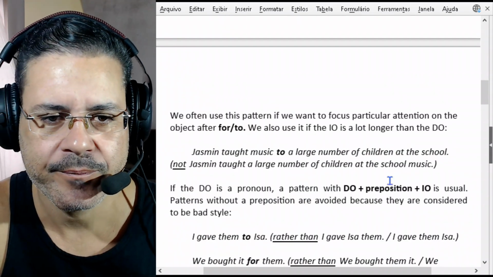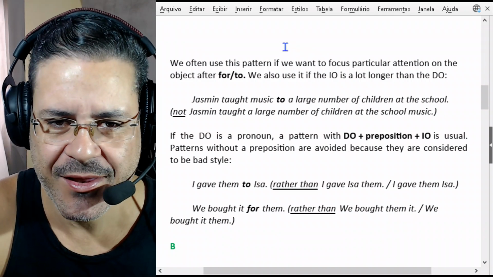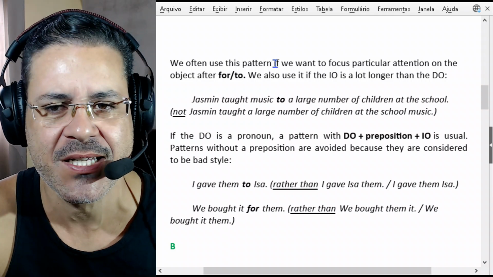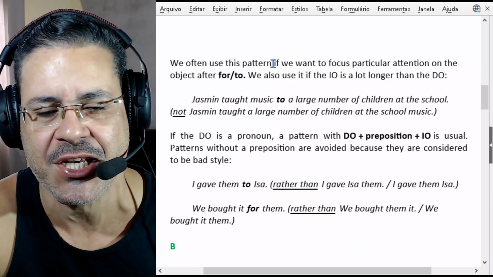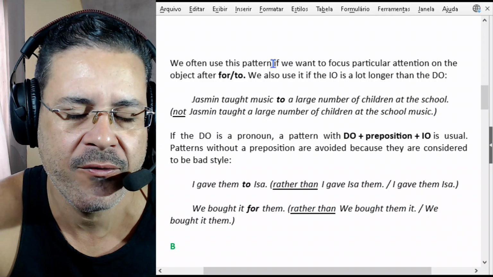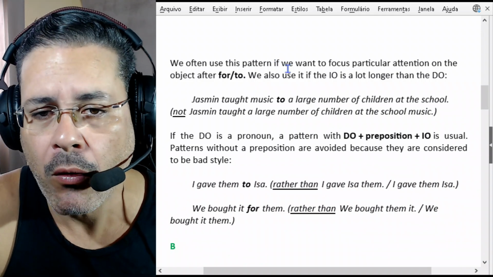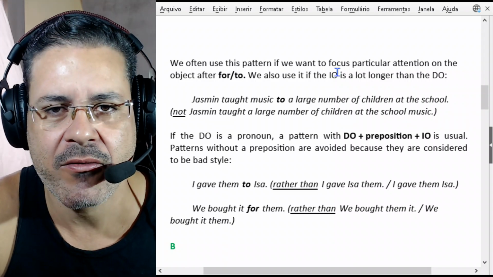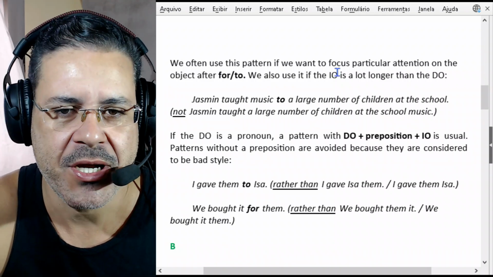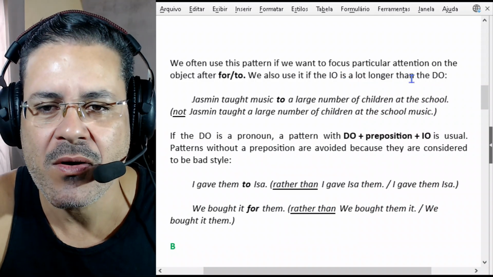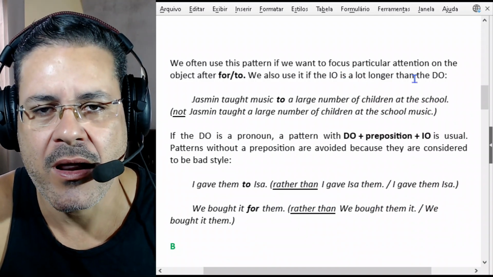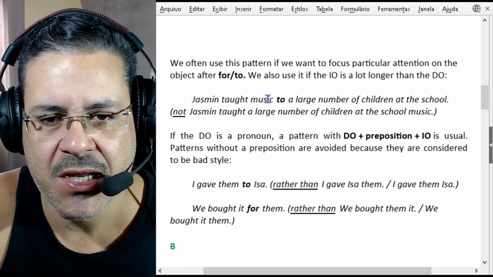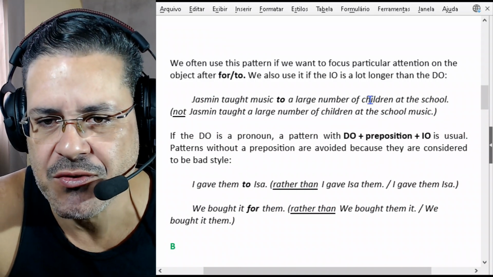Okay, moving on. We often use this pattern if we want to focus particular attention on the object after for or to. We also use it if the IO, the indirect object, is a lot longer than the DO, direct object. For example, Jasmine taught music to a large number of children at the school.